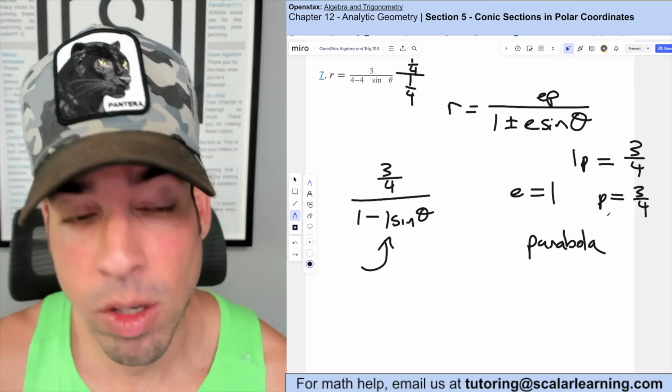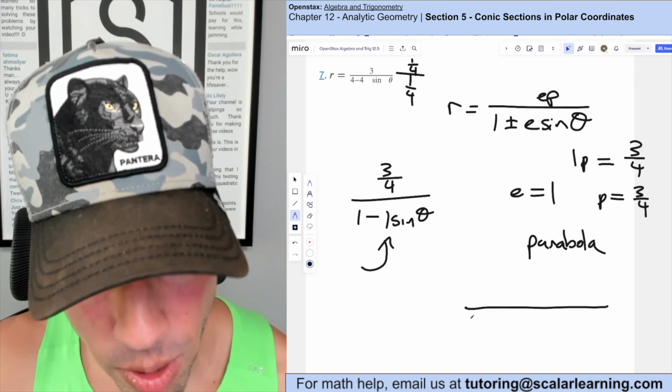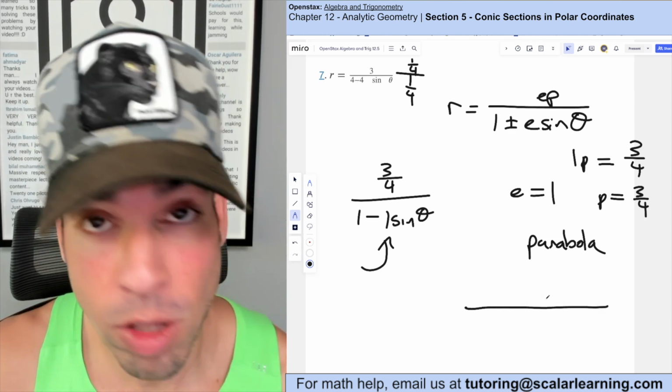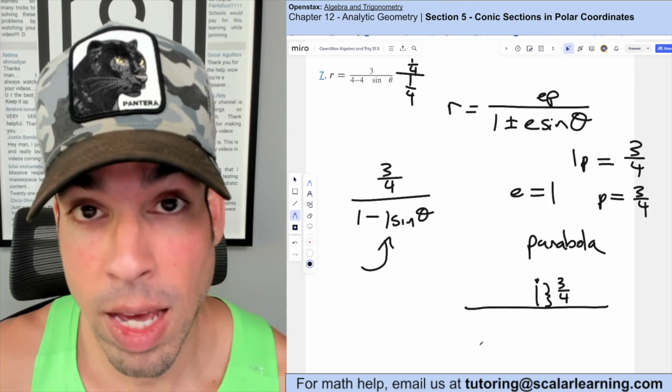And so since P equals 3/4, we can say that the directrix, which is going to be like this, right? It's going to be parallel to the polar axis. It's going to be 3/4 below the origin. So that's how you do it.